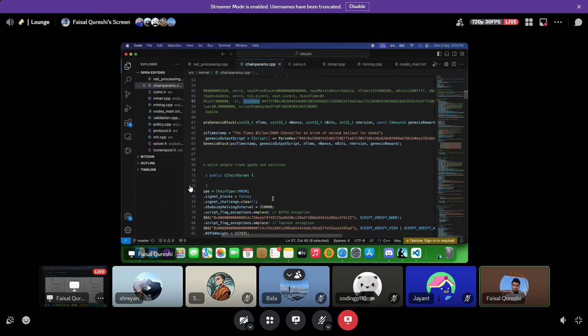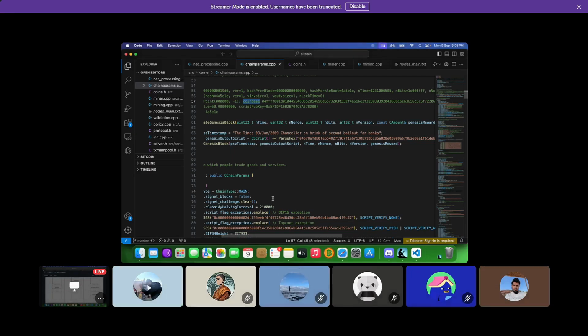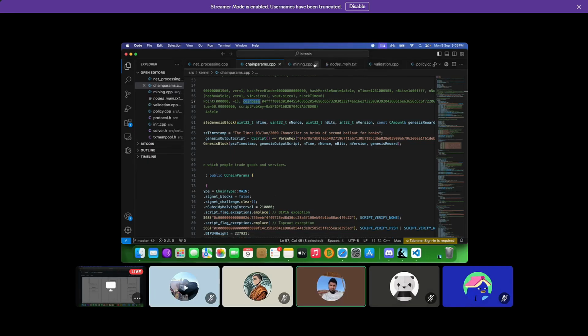Initially, what used to happen is that when you spin up your Bitcoin node, it establishes connections with some peers. When it establishes connections with its peers, it asks those peers for blocks, because when a node is spun up from scratch, it does not have the blockchain. So it needs to sync with the active chain tip.